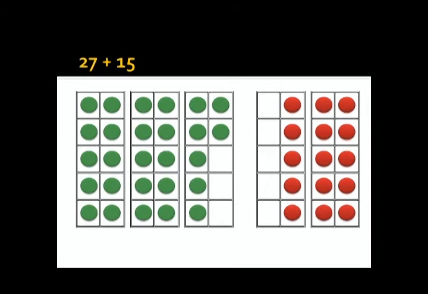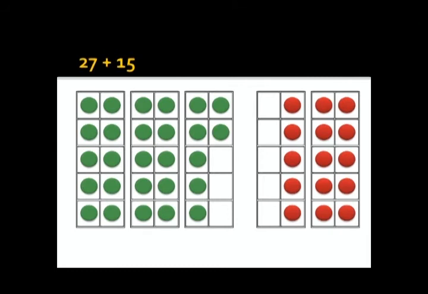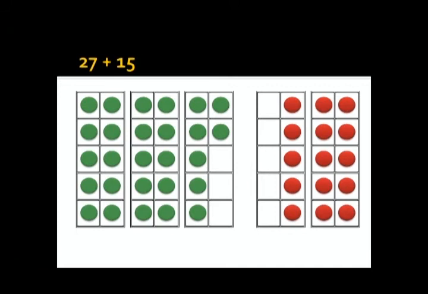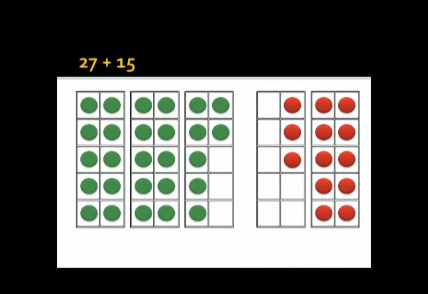Is it easier to move 3 ones from the 15 side and put over to the 27, or is it easier to move 5 ones and put over to the 15? Let's see how we'll do this one. Pay attention. Very good.